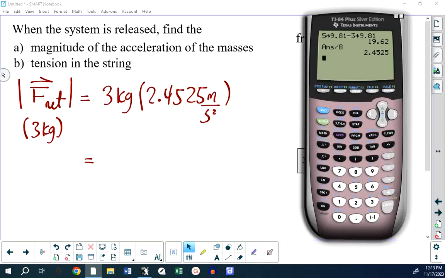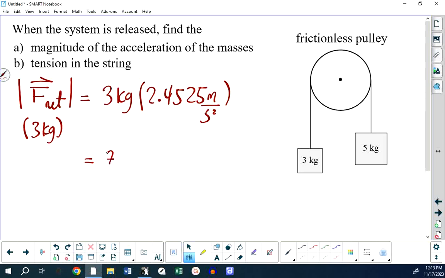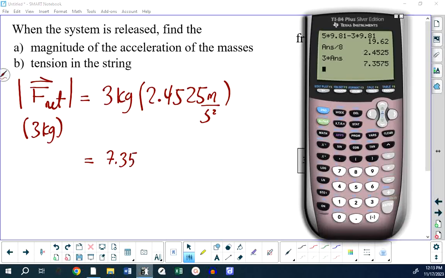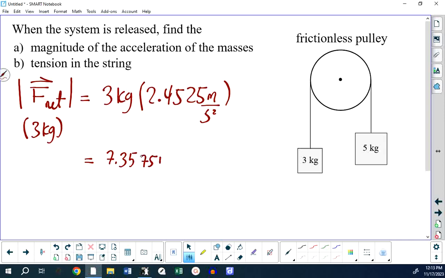So take my calculator. I'm going to take 3 multiplied by our acceleration, and I get a net force on the 3 kilogram mass of 7.3575 newtons, and I'm going to throw the direction in now. I'm going to say up. This is the actual net force with the direction. Again, it's only on the 3 kilogram mass.